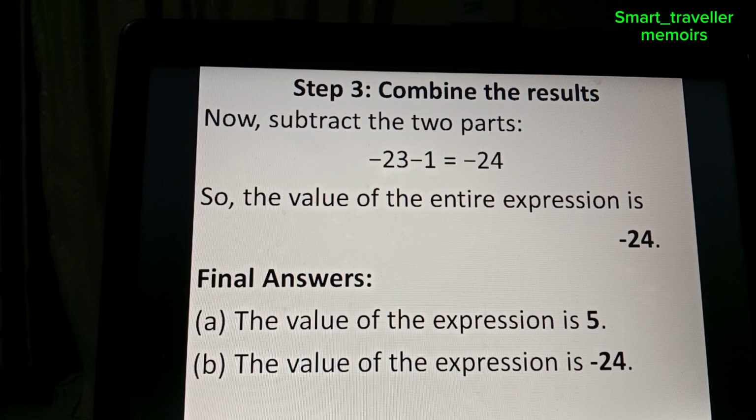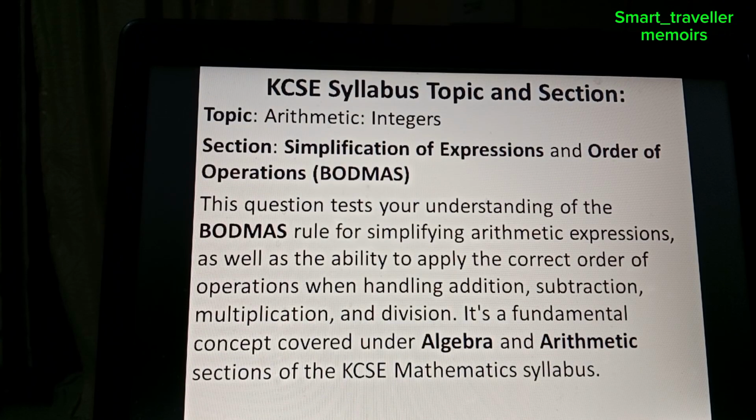Combining the results, subtract the two parts, -23 minus 1 is -24. So the value of the entire expression is -24. Therefore, the final answers are: the value of the first expression, 1999, is 5, and the value of the second expression, 2000, is negative 24.